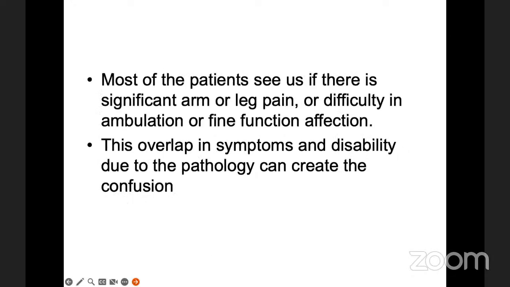Most of us see patients with significant arm pain or significant leg pain, difficulty in ambulation, or any fine function dysfunction like tingling, numbness, difficulty in holding or gripping things. These are the most common symptoms that patients present to us with. So this overlap of symptoms and the disability due to the pathology can create confusion.